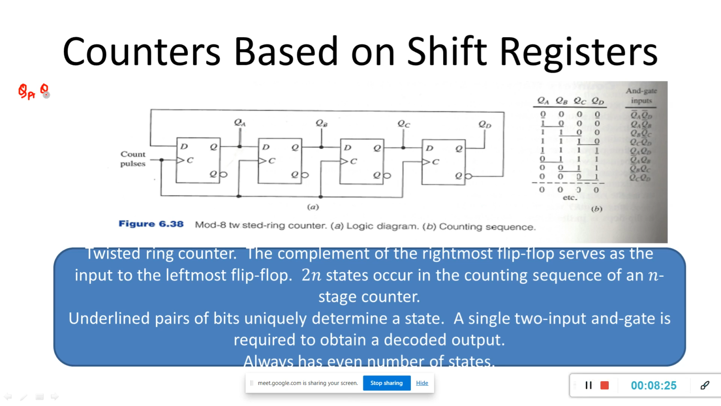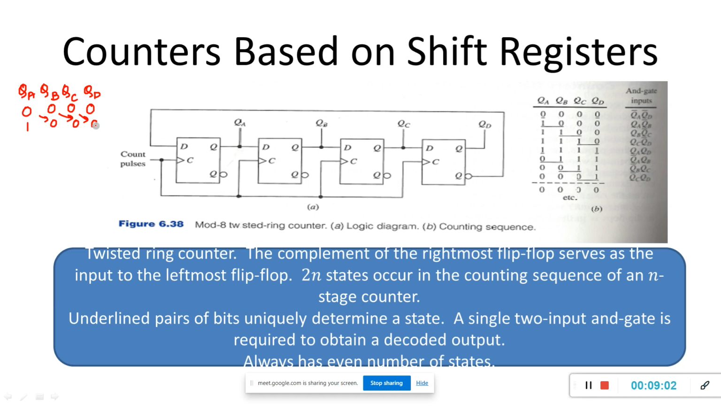So QA, QB, QC and QD. Initially all are 0. QD bar is connected as an input to the first flip-flop. QD is 0, QD bar means 1. So this 1 will be shifted to QA upon the occurrence of the clock. Next, QA is shifted to QB, QB is shifted to QC, QC is shifted to QD, because of this wire here, you can see this. So this 0 will come here, this 0 will come here, this 0 will come here.